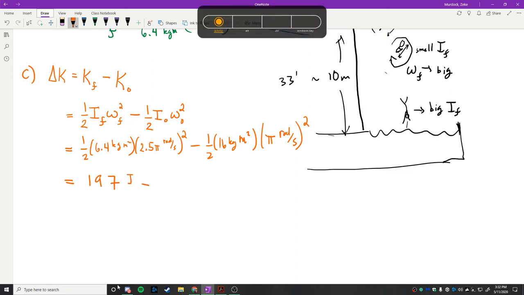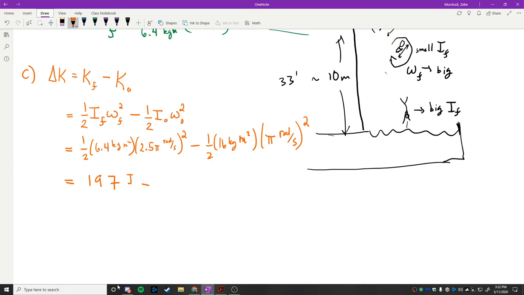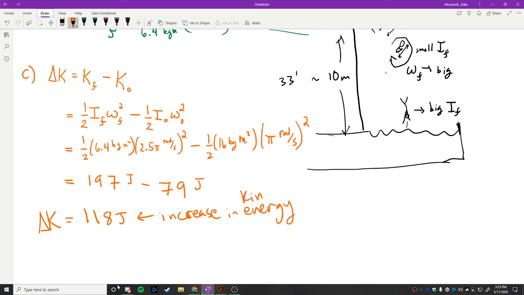Can I write joules minus? Joules. So 118, that sounds about right. Now I've done some rounding here, but yeah, I got the same thing. 118 J. So what happened to the kinetic energy? It actually increased, right? Not an increase in total energy or anything like that, but an increase in kinetic energy.